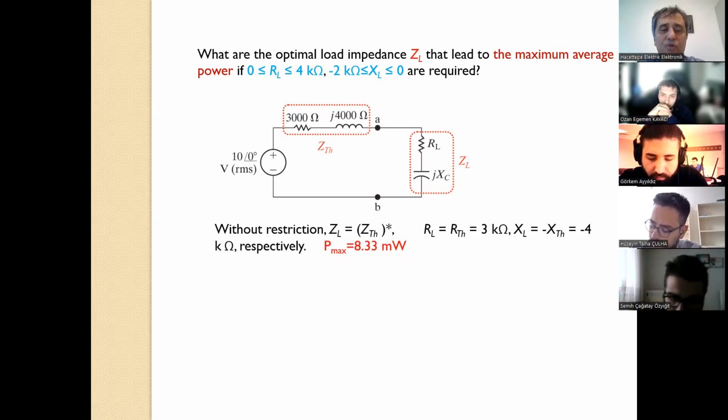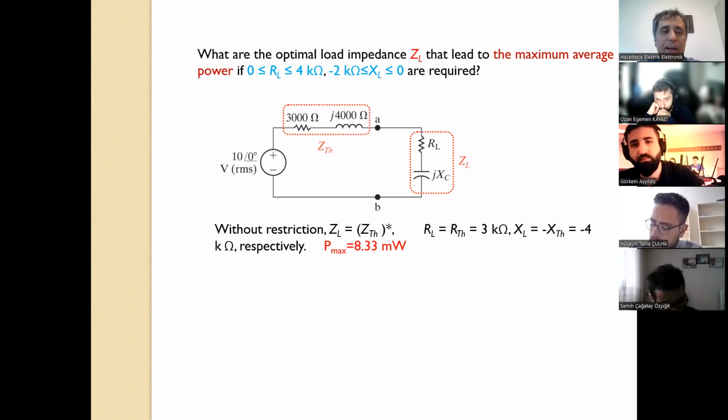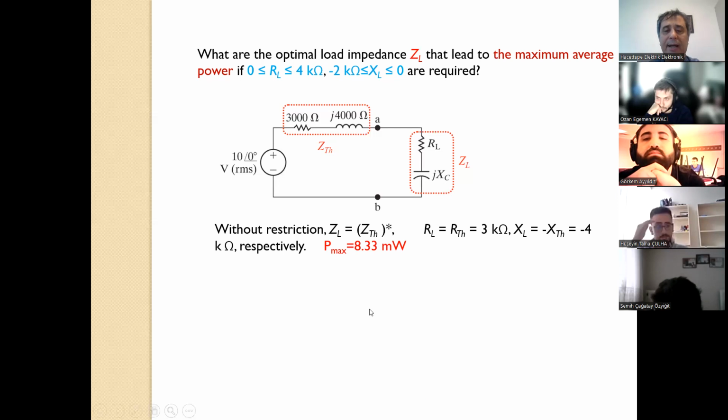Okay. Without restriction, it should be simple. We are going to choose 3K ohm for the load, minus 4K ohm for the capacitive reactance. When you calculate the current and now calculate the power, you are going to get 8.33 milliwatt. This is the maximum power that you can get.